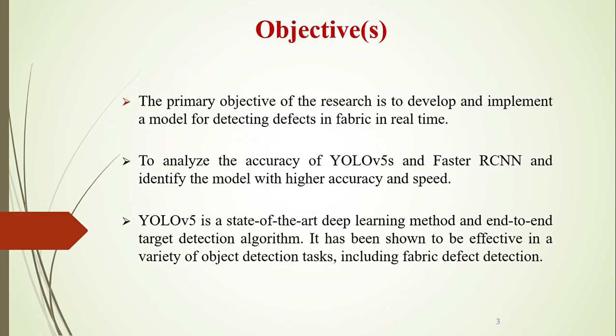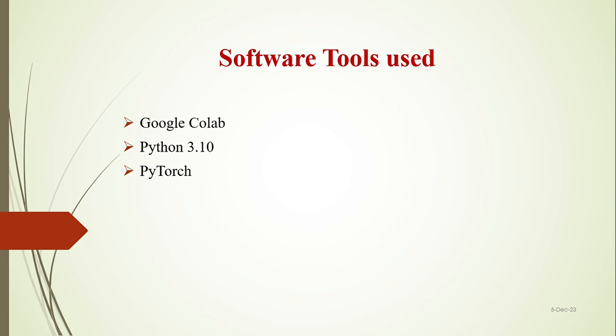To address this issue, we have developed and implemented a model to detect fabric defects in real time. We have used the YOLO V5S and Faster RCNN models. The software tools used are Google Colab, Python 3.10 and PyTorch. PyTorch is an open source machine learning library developed by Facebook's AI Research Lab.